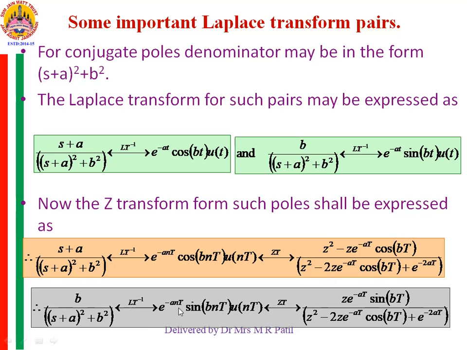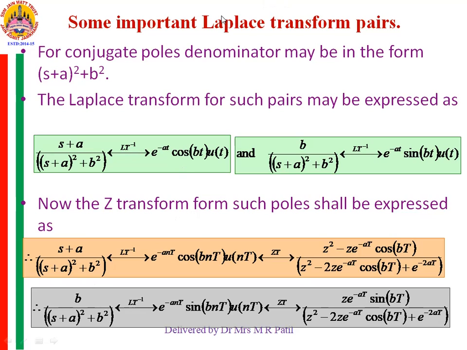So e raised to minus anT sin bnT u of nT, if you have this as h(n), that directly z-transforms to give us z e raised to minus aT sin bT upon z square minus 2z e raised to minus aT cos bT plus e raised to minus 2aT.